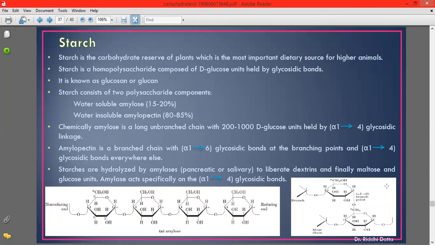Now next, that is about the starch. Okay, the best example of the polysaccharide is starch. Starch is the carbohydrate, okay, that is reserved in all the plants and which is the most important dietary source for the higher animals, including us. So starch is a homopolysaccharide that is composed of D-glucose units that are held by the glycosidic bond.